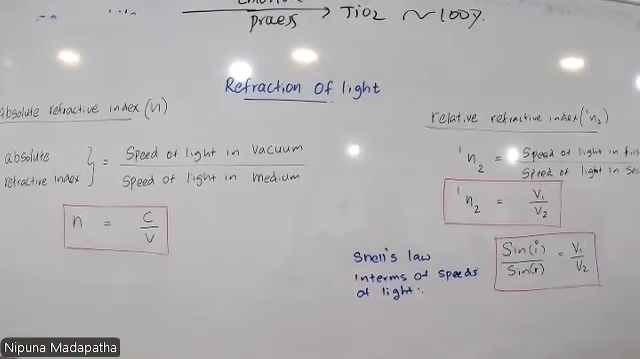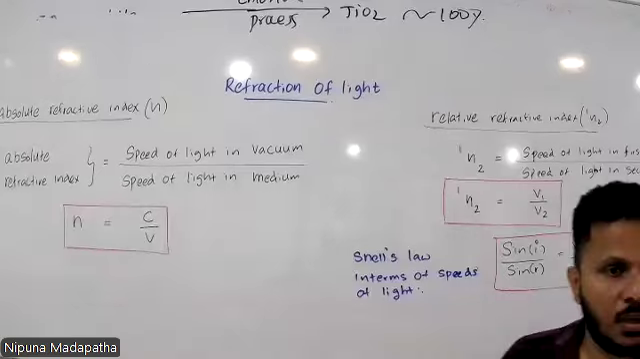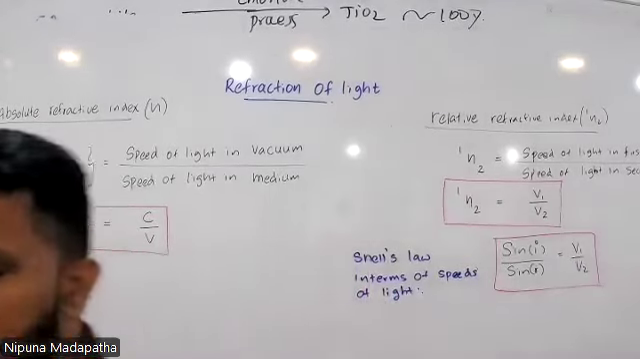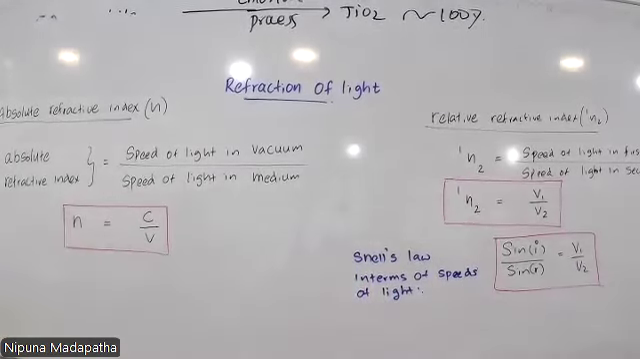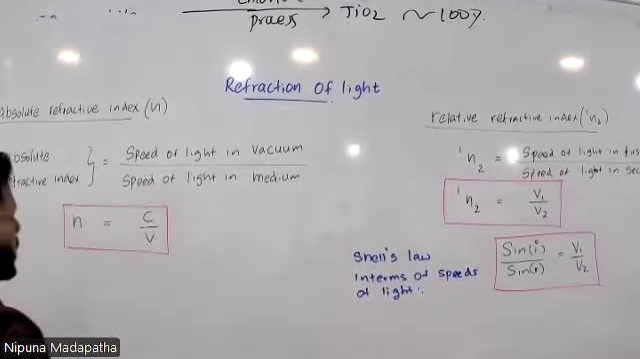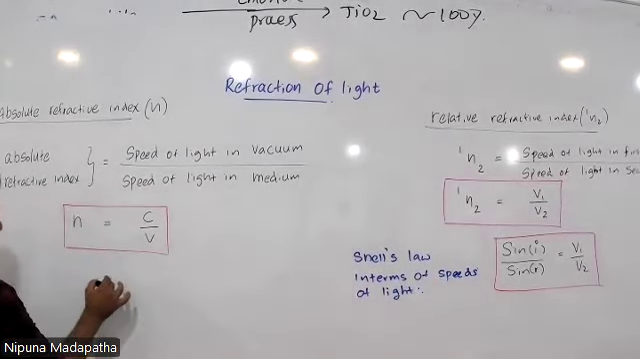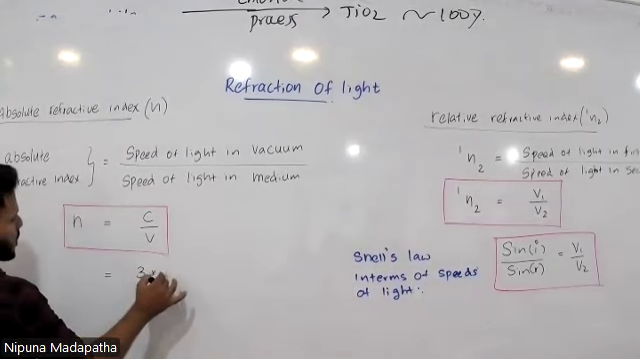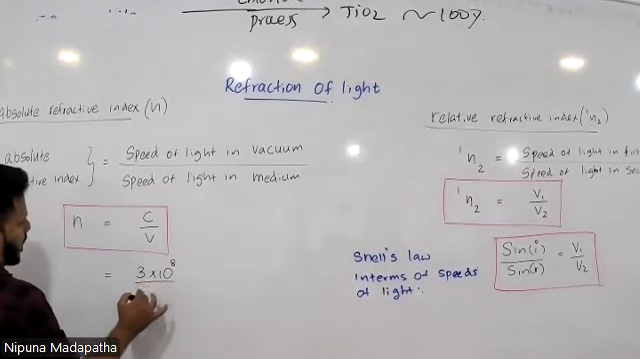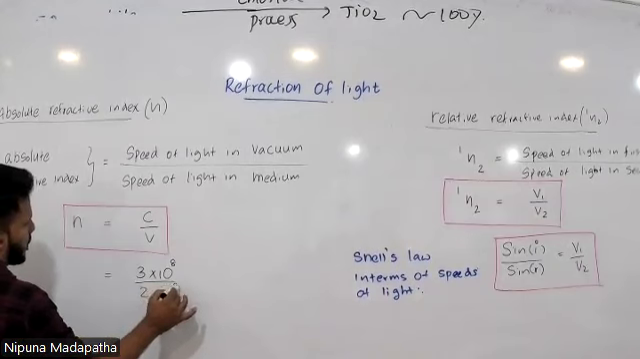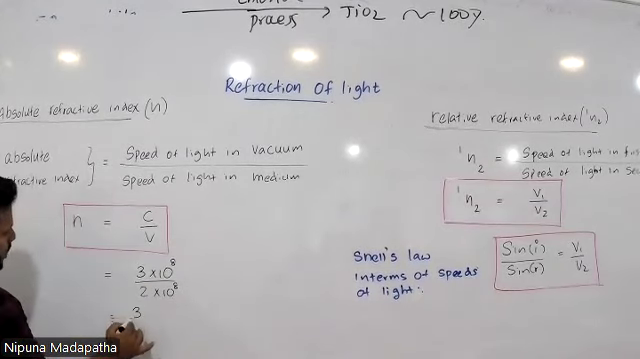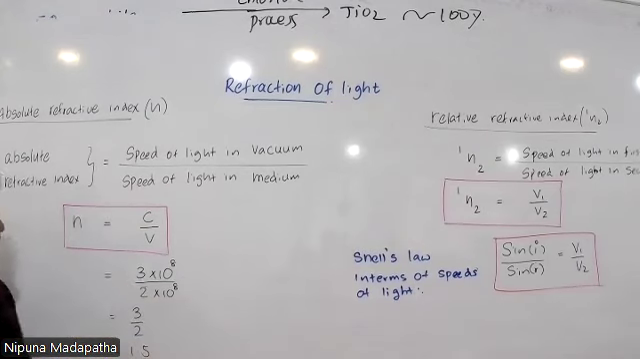Right. 1.5? Refractive index is just a constant. So C is 3 times 10 to the power 8 divided by 2 times 10 to the power 8. The answer is 3 over 2, or you can say 1.5.